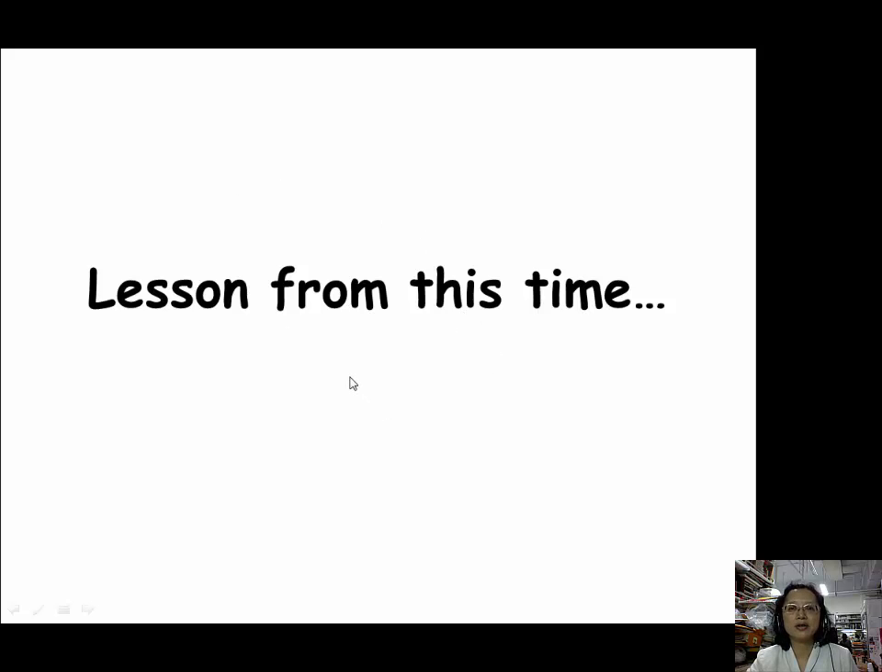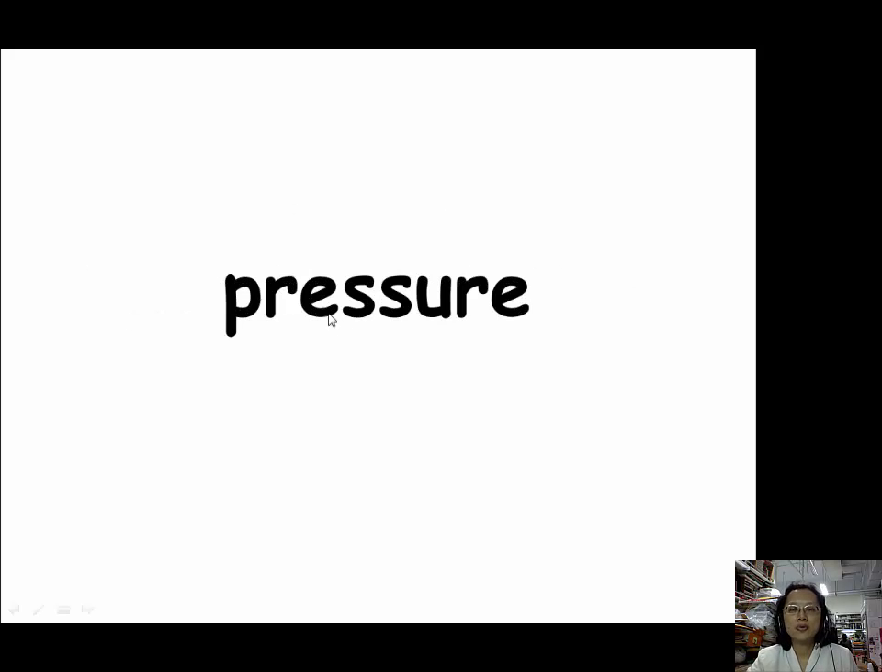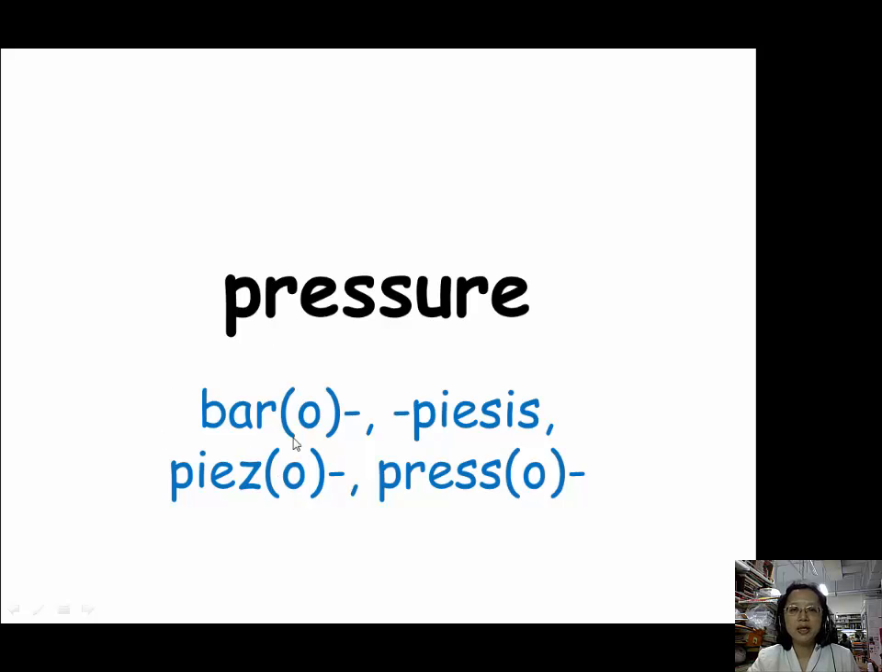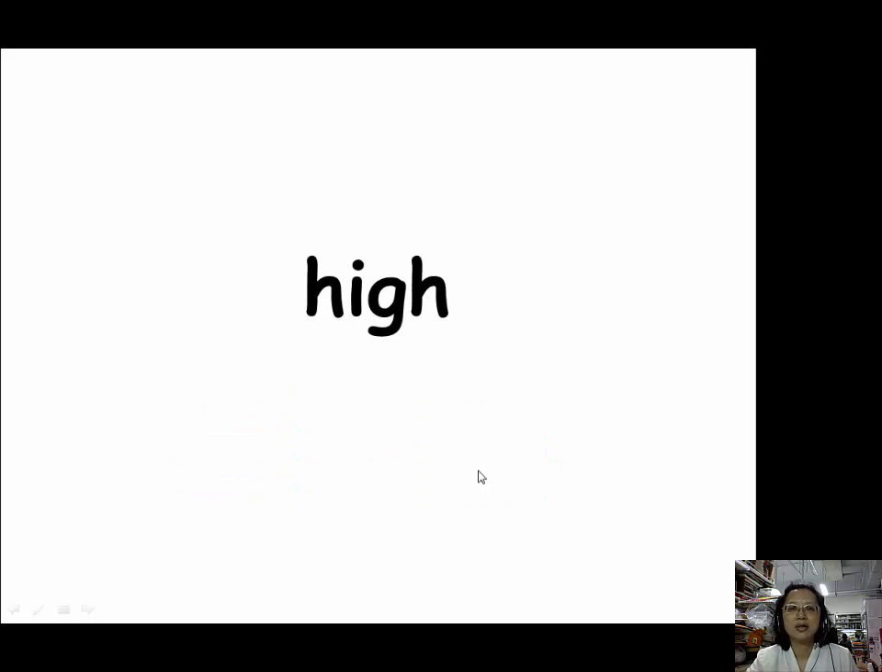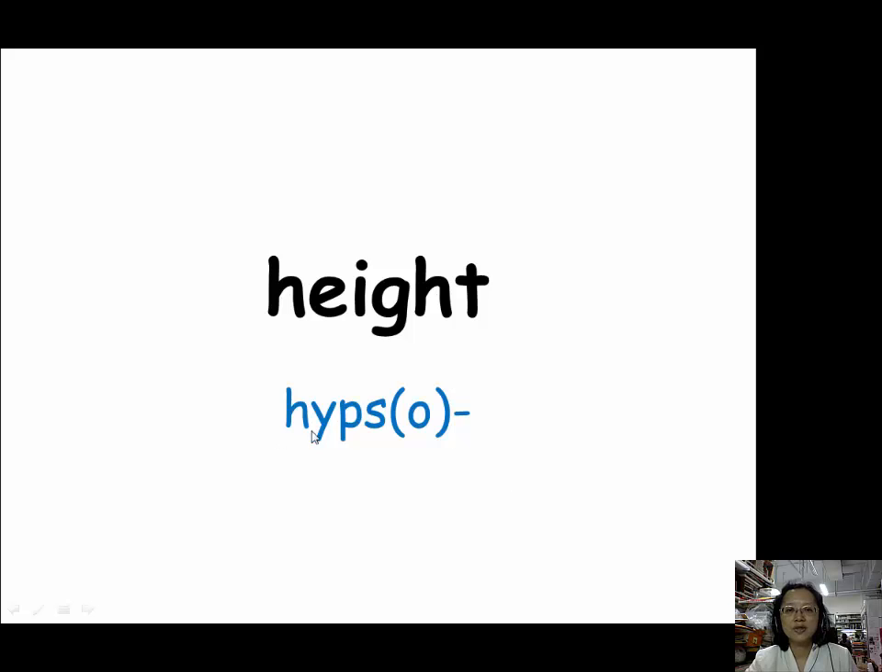Now we've finished the last part of our lesson. Let's review what we learned today. For pressure, we could use baro, B-A-R-O, or piezo, P-I-E-Z-O, or presso, P-R-E-S-S-O. These three are prefixes, and also the suffix piesis, P-I-E-S-I-S. For high, we could use this prefix hypsi, H-Y-P-S-I. For height, we could use this prefix hypso, H-Y-P-S-O.